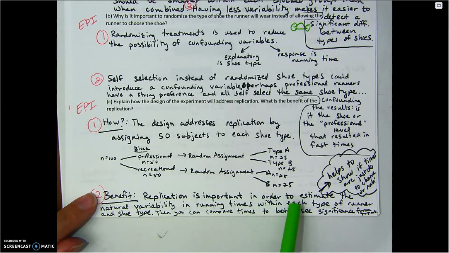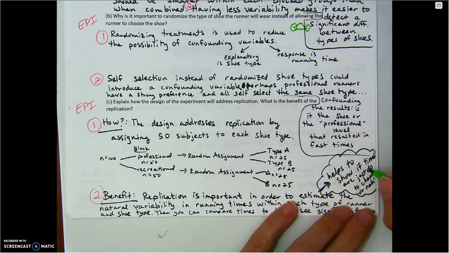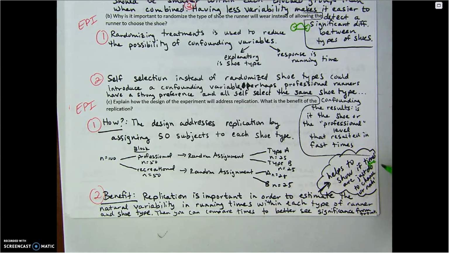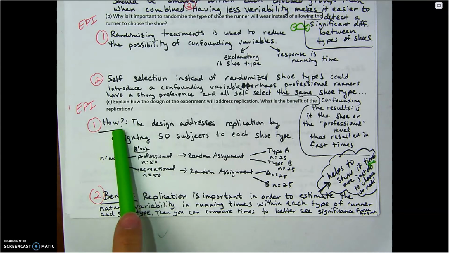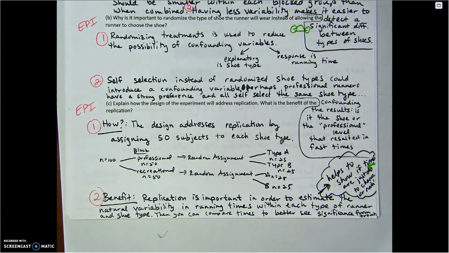Replication is important in order to estimate the natural variability in running times within each type of runner and shoe type. Then you can compare times to better see significance from your treatment. That says treatment, sorry. In other words, it helps to show if times are just due to chance or not. I spelled that wrong. Due, D-U-E. All right, it's just due to chance. Okay, so address the how, right? We had 50, which is what replication means. You have a lot of subjects, and the benefit is so that you can get a better idea of the pattern. All right, on to the next one.